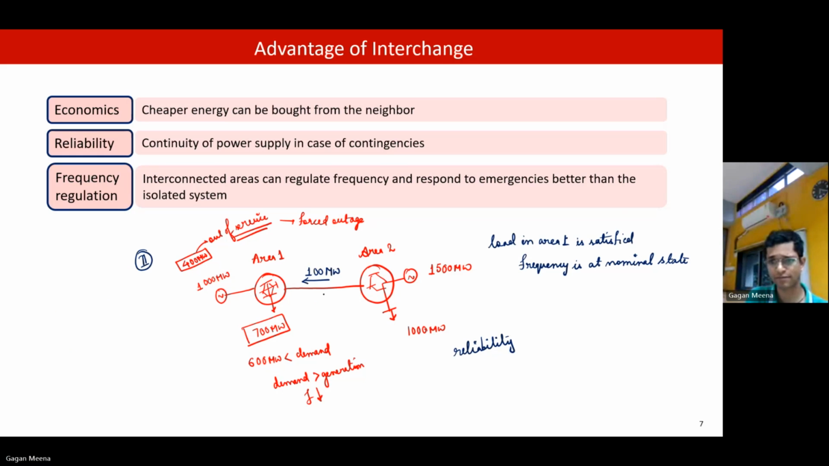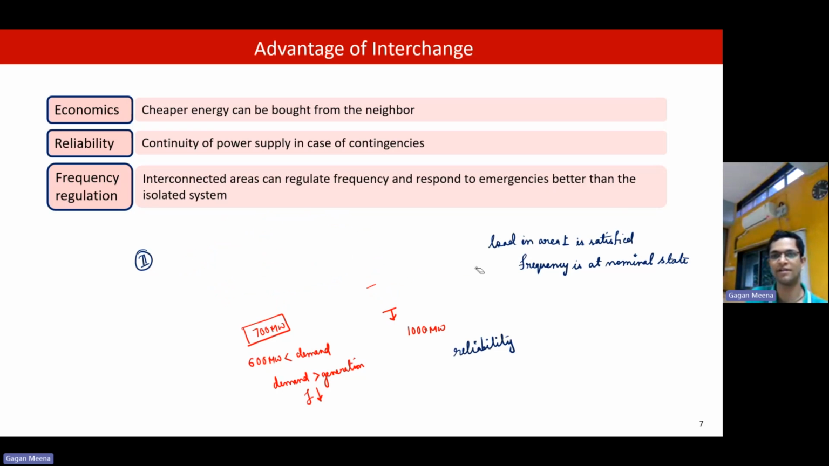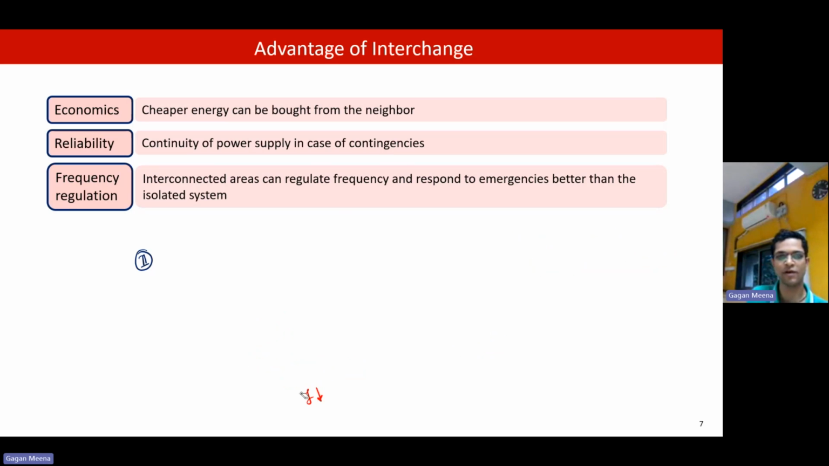Then another case. Let me rub this one. We saw that by interconnection we can enhance the reliability, or ensure reliable power supply. Now let's say this was area 1 and this was our area 2. Area 1 has a generation of 1500 megawatt and a load demand of 1000 megawatt. Here it was 1000 megawatt and a demand of 700.